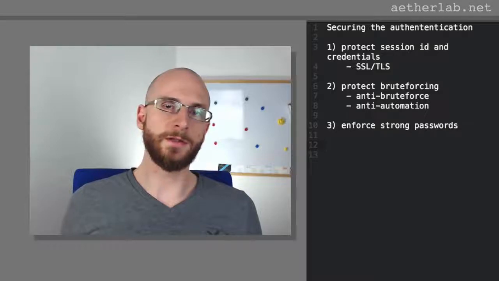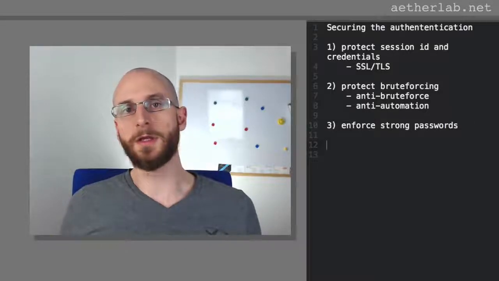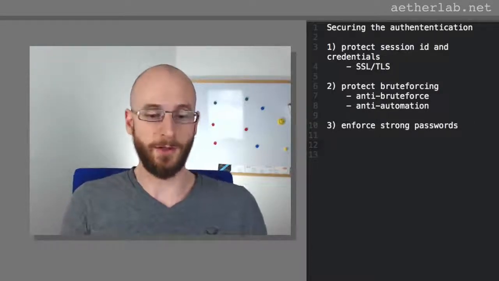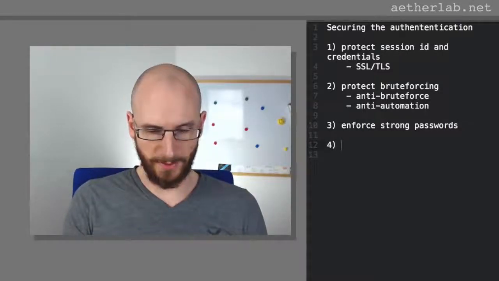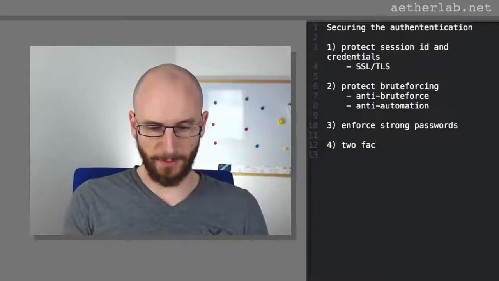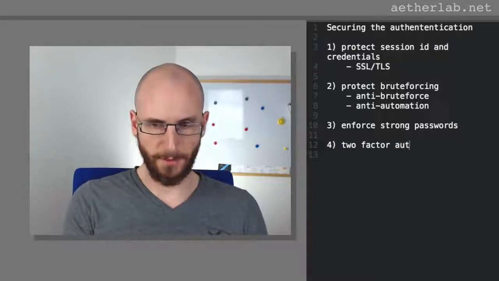The fourth point is you could implement some kind of two-factor authentication, like a mobile token or similar. That's definitely a huge step forward. So 4 is two-factor auth.